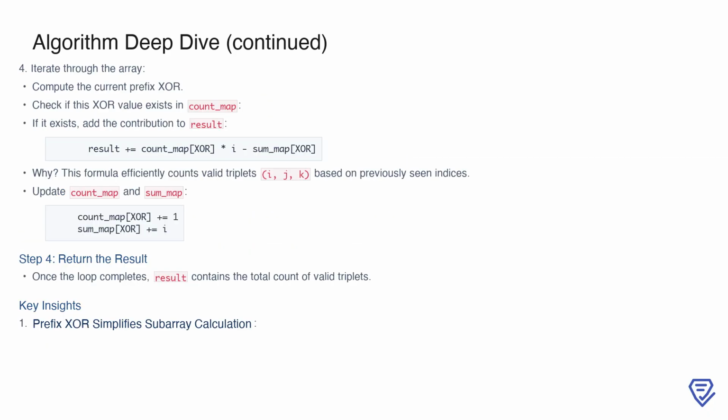As we iterate through the array, we calculate the current prefix XOR value at each index. This is then checked against count_map to determine if it has been seen before. If the XOR value exists in count_map, it means we have found indices that can contribute to valid triplets. At this point, we calculate the contribution using the formula result += count_map[XOR] * i - sum_map[XOR]. This formula works because count_map gives the frequency of the XOR value, while sum_map allows us to efficiently compute the cumulative index difference.